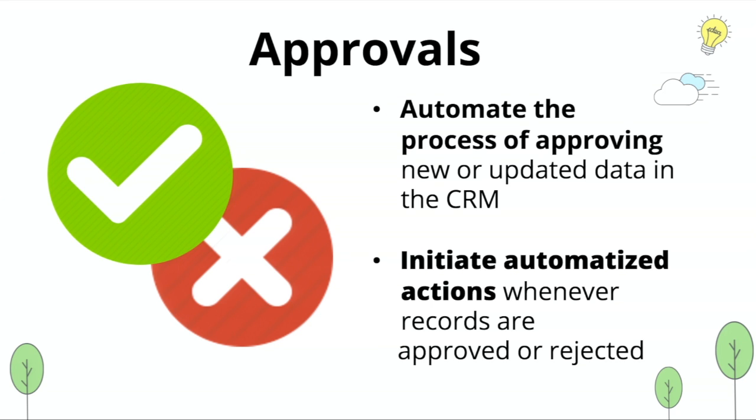Let's say you got a potential that's more than $30,000. You can set it up for that. So the agent will not do anything with the record. They will have to wait for you to respond to the approval, either delegate, deny, or approve, to continue with the sale. It will initiate automatic actions whenever records are approved or rejected.